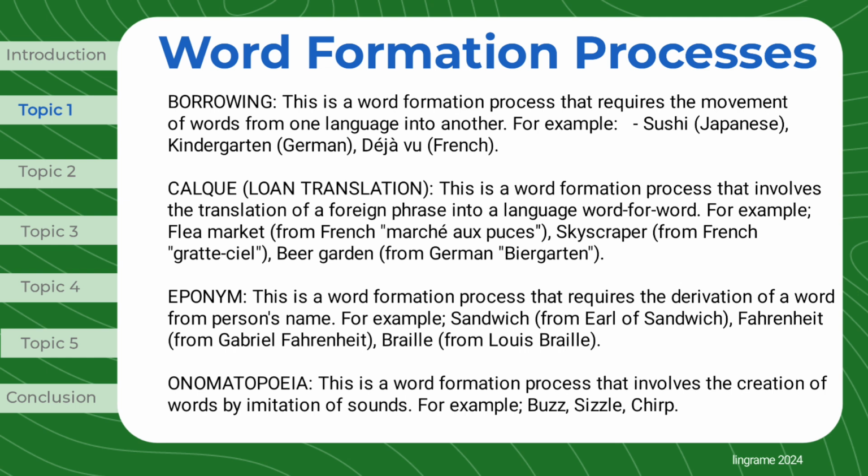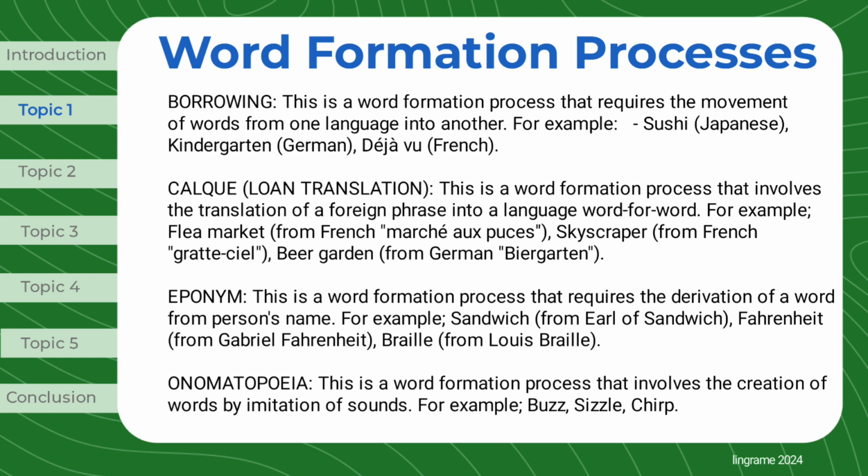Eponym. This is a word formation process that requires the derivation of a word from a person's name. For example, sandwich, from Earl of Sandwich; Fahrenheit, from Gabriel Fahrenheit; Braille, from Louis Braille.